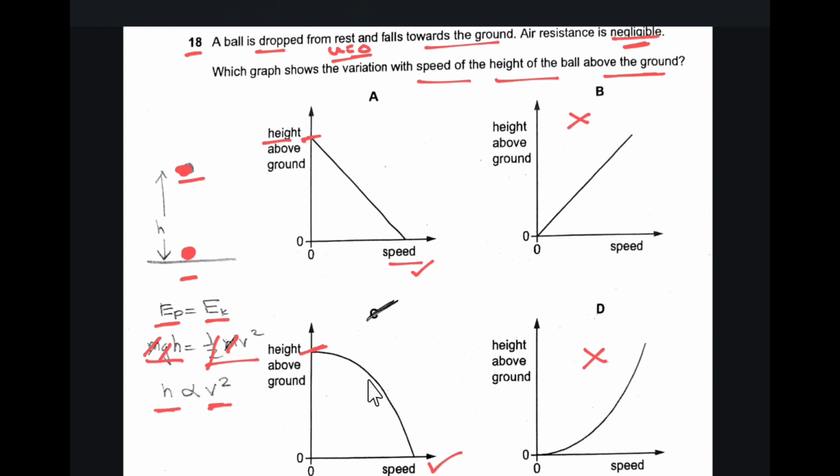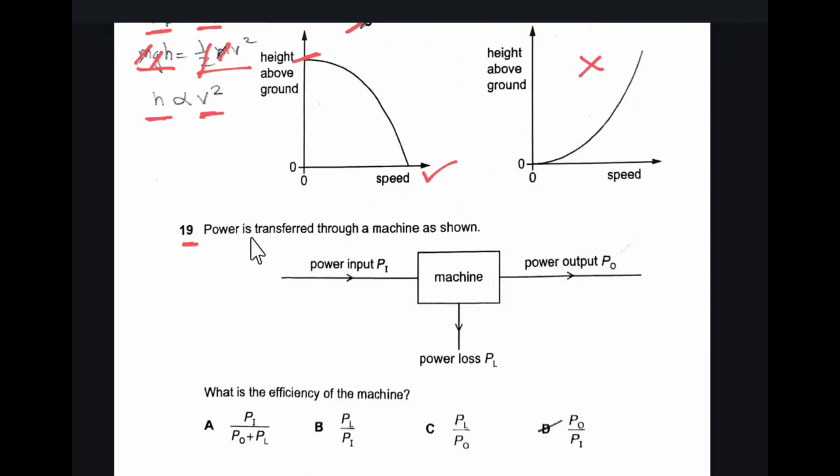Since height is directly proportional to v², instead of being a straight line, it would be a curved graph since it is v². If height were just directly proportional to v, then it would be a straight line, but as it is v², it would be a curve. So option C is correct.